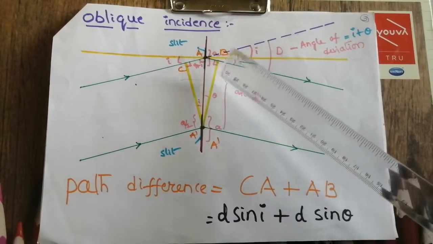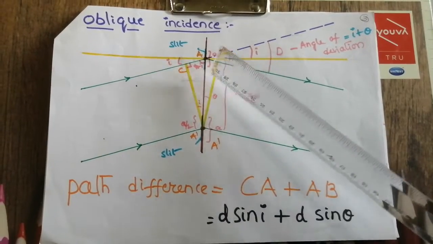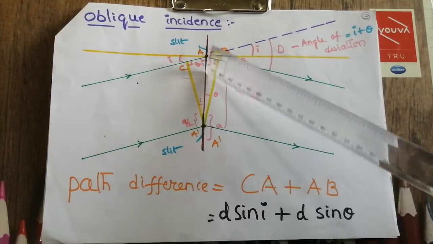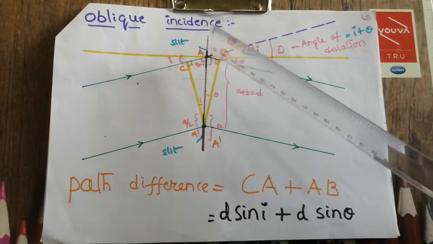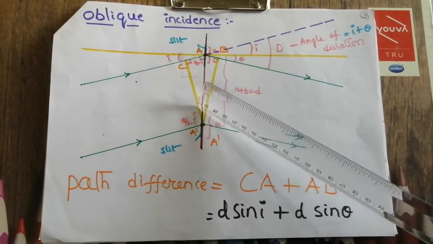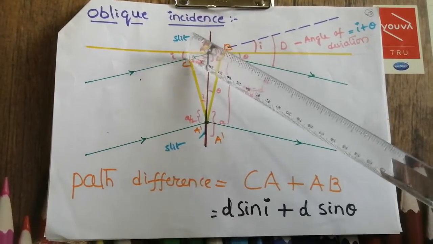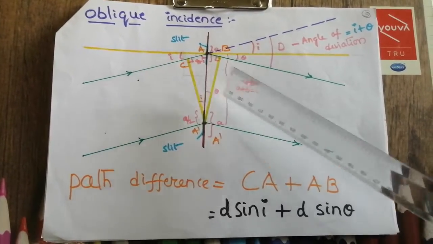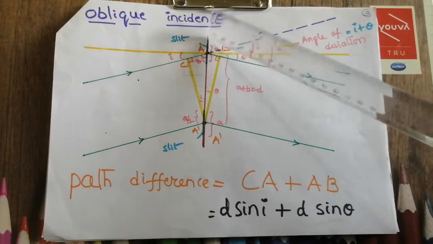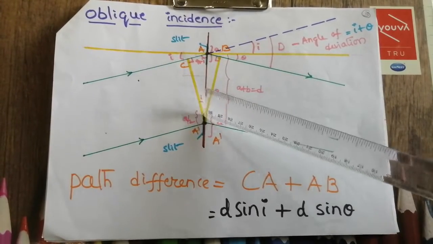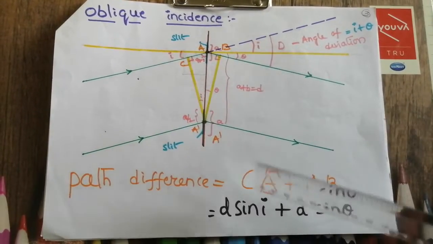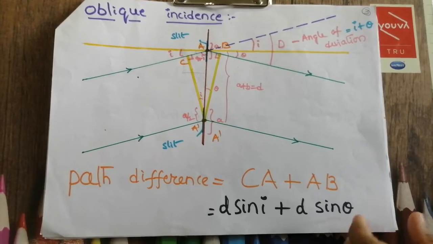Now the total path difference is CA plus AB. This is a right angle triangle, and this angle is I, so the other angle is 90 minus I. So we want this side: it is d sin I, and similarly d sin theta. Why? Because the slit width is a, so a/2 plus b plus a/2. This side is a plus b, which equals d. So the path difference is (a + b)(sin I + sin theta).